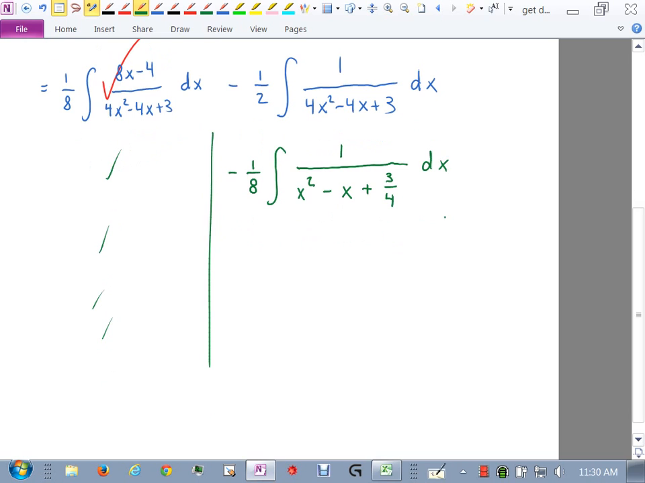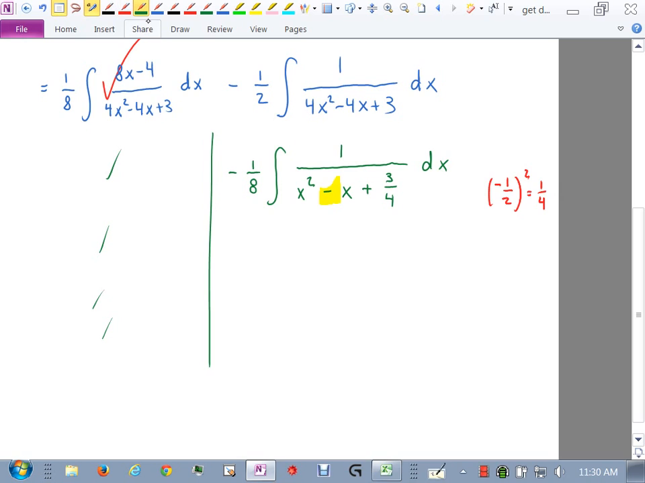And now we can complete the square. To complete the square here, I take the number that's in front of x in the middle, which is a negative 1. I divide it by 2, always. I square it, that gives me 1/4. I'm going to add and subtract 1/4, right?